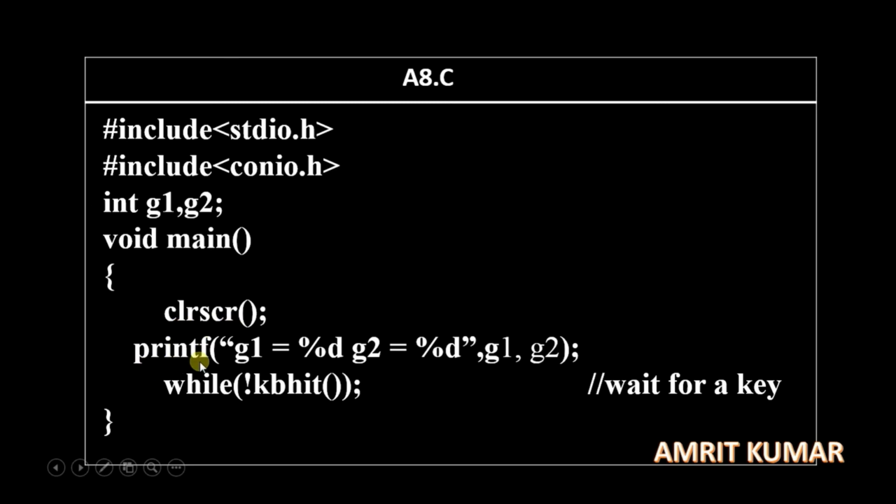After that, I have used the printf function, which is an inbuilt function in C language, which helps us to display a message on the screen, which is within these double quotes. So I have printed G1 is equal to %d, G2 is equal to %d.